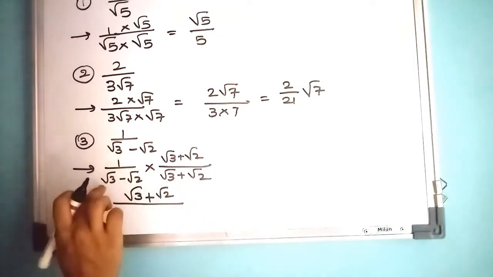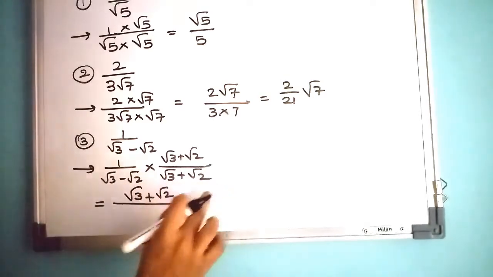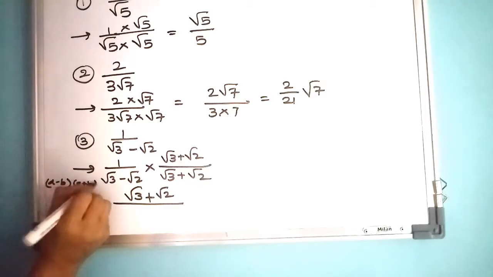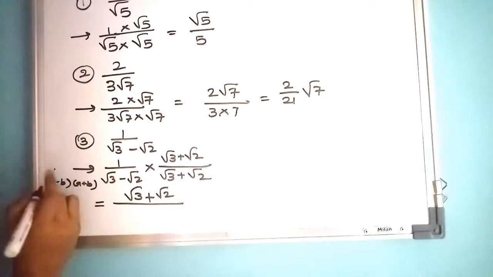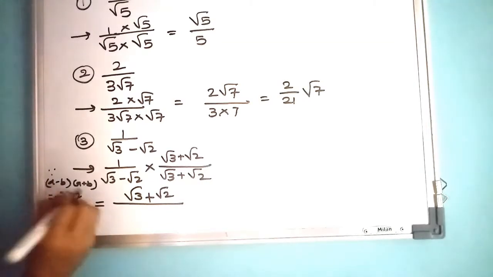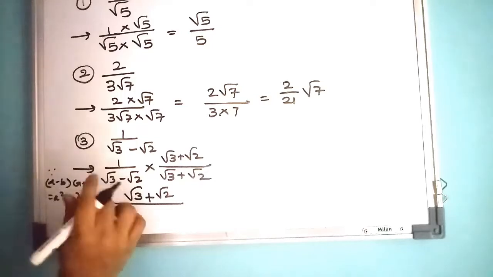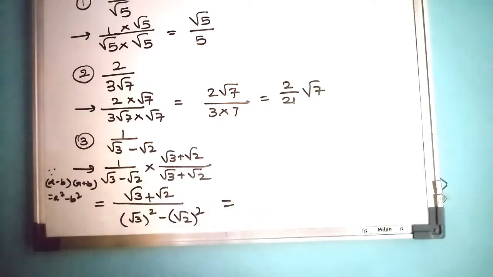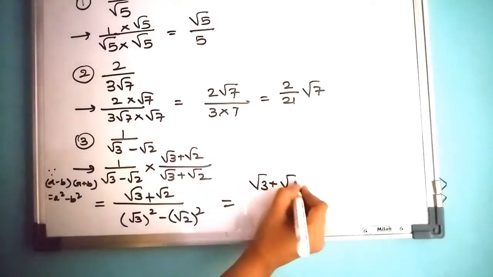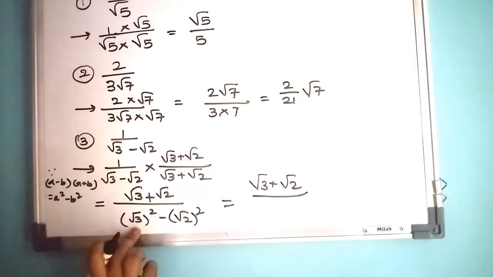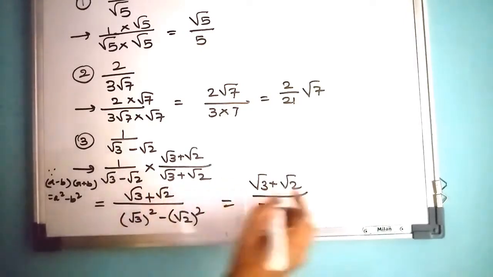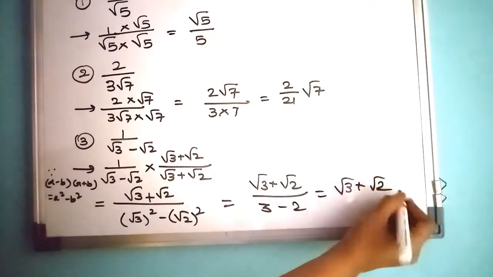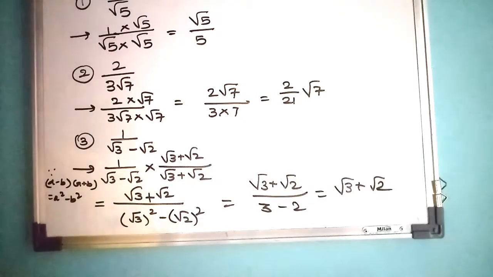It is looking like a minus b, a plus b. So we will follow the identities formula: a minus b into a plus b is equal to a square minus b square. So a means root 3, b means root 2. Root 3 square minus root 2 square. That is equal to root 3 plus root 2 upon root 3 square, which is 3, minus root 2 square, which is 2, and so the answer is root 3 plus root 2. That's all for this answer.